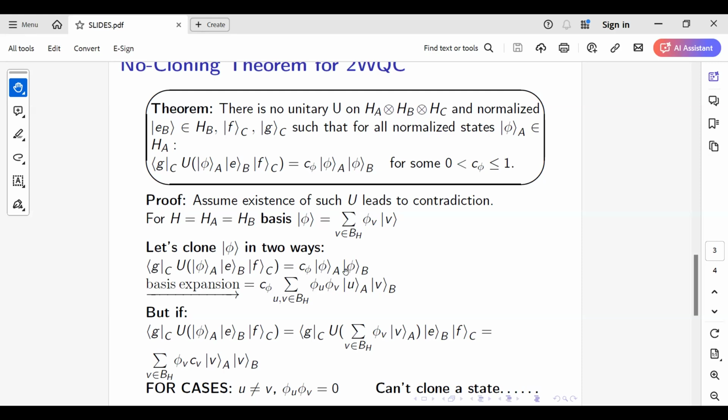First, I performed the operation of cloning, and then I did the basis expansion. And in the second step, I first expanded the state in the basis, and then I performed the cloning. Now, if I again compare both of these equations, inevitably we will have some values where u and v correspond to different things, like 0, 1 or 1, 0, different states. So by comparing these two equations, we will easily get that this product should be equal to 0. So even in the case of two-way quantum computing, we can't clone an unknown quantum state.